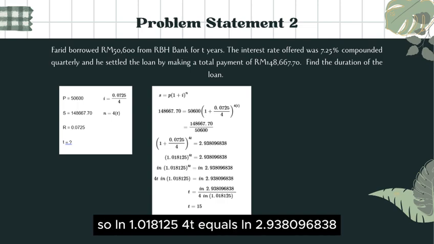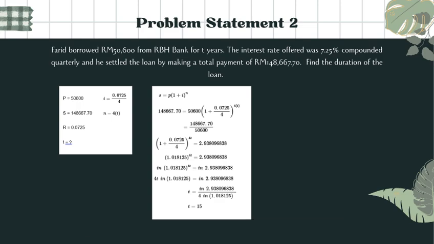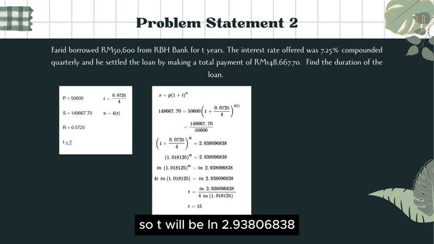So ln 1.01812540 to the power of 4t equals ln 2.938096838. After that, we move the 4t in front to find t. So t will be ln 2.938096838 divided by 4 ln 1.018125, and our t will be 15 years.